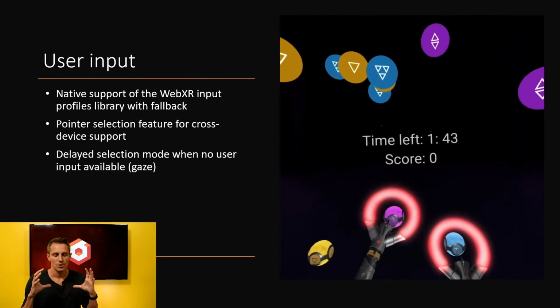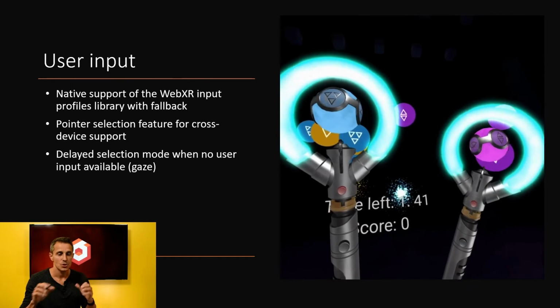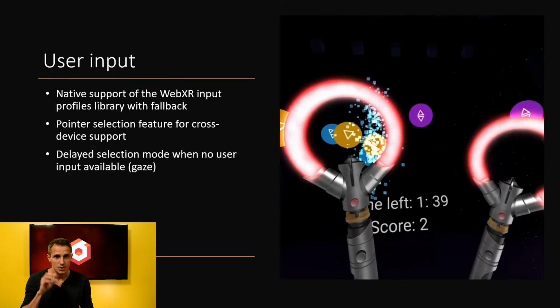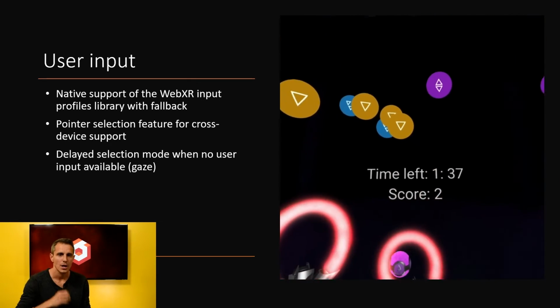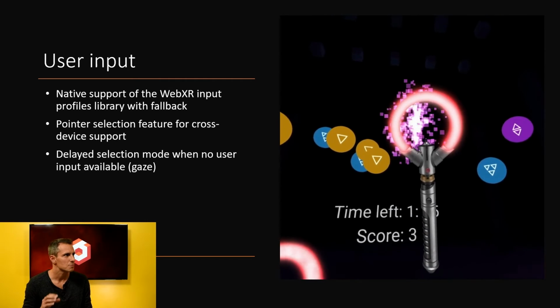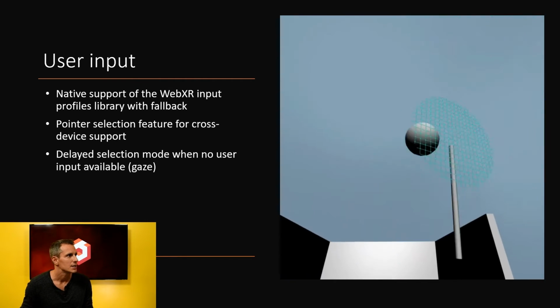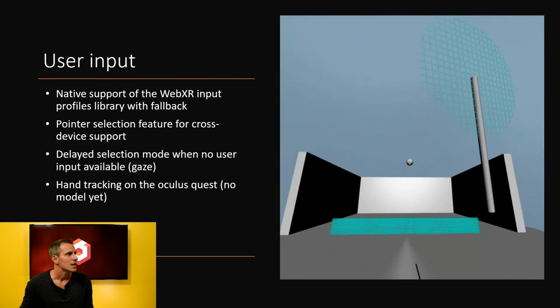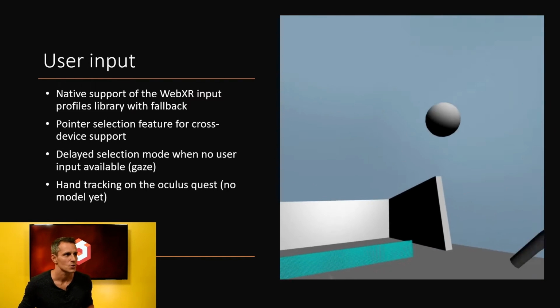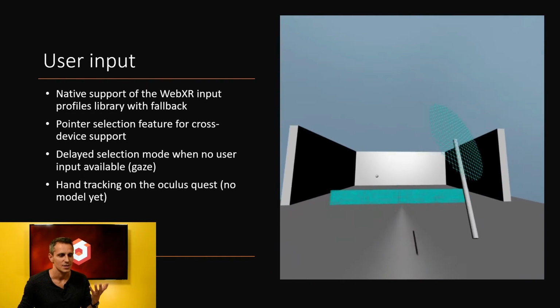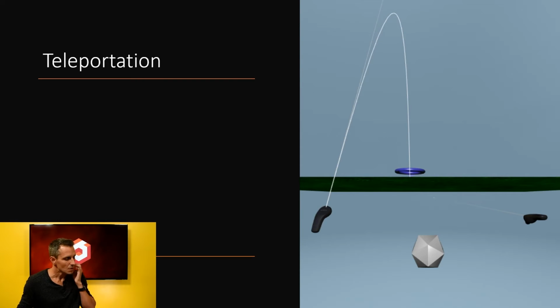Gaze: on some of the devices there is no controller, so to be able to interact you just fix your look on an area for a specific moment of time. This is there, and it's called delay selection mode. The gaze and the hand tracking that is also coming is of course an input.